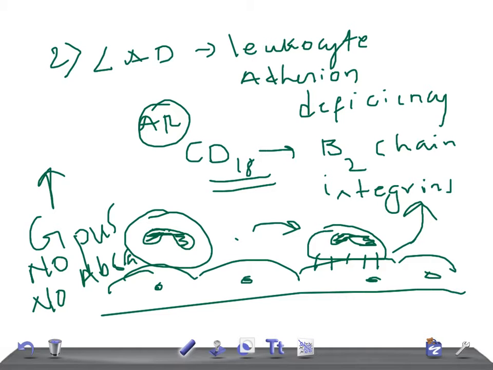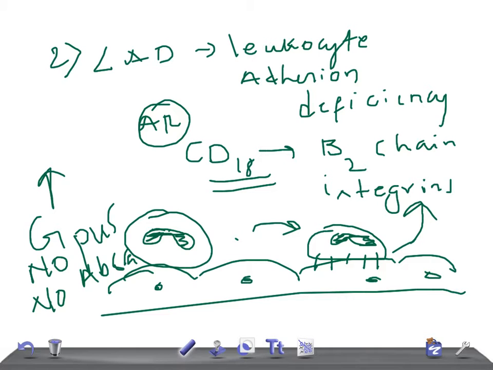Why is there no pus or no abscess in LAD? It's because of the lack of CD18, which is nothing but the common beta 2 chain of integrin molecules. What do the integrins do? Integrins help in the attachment of phagocytes to the endothelium, right? When there is no attachment, then what happens? They keep on rolling, and there is no pus or no abscess.